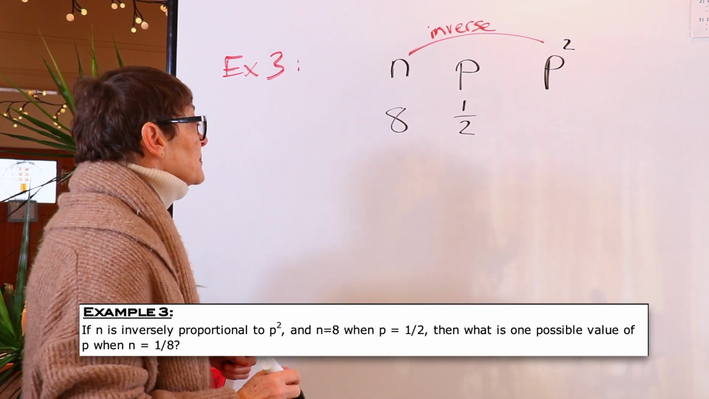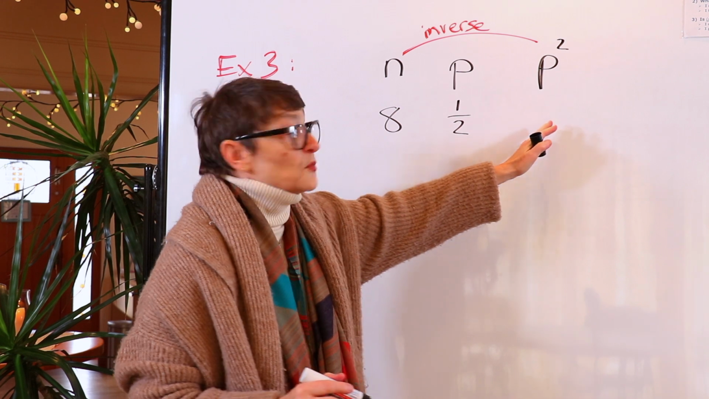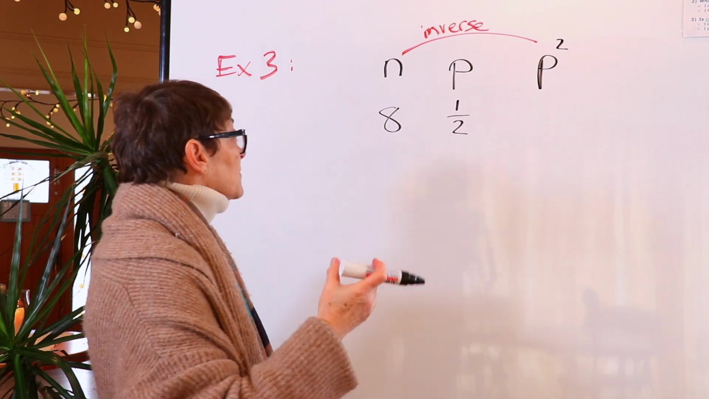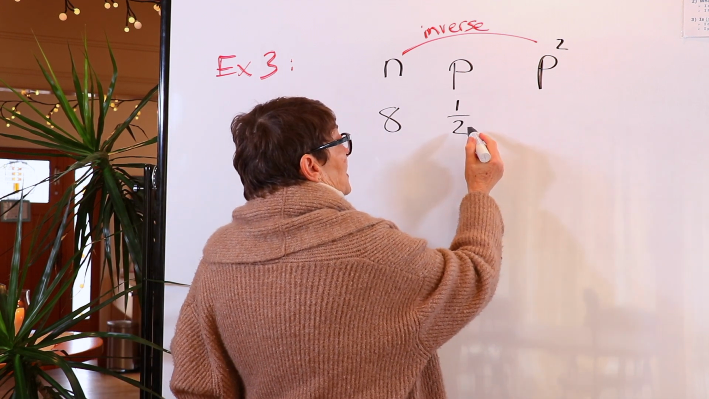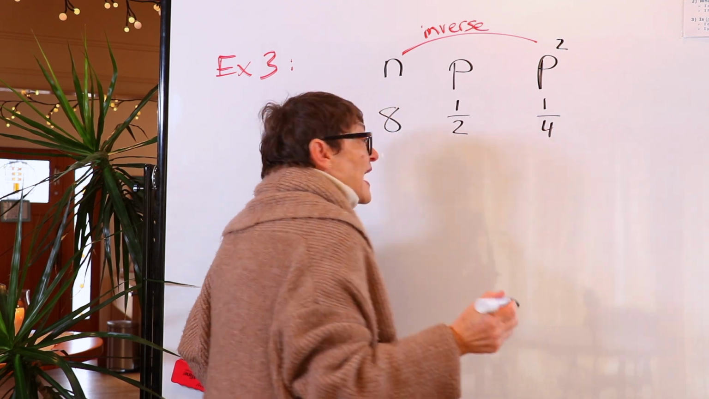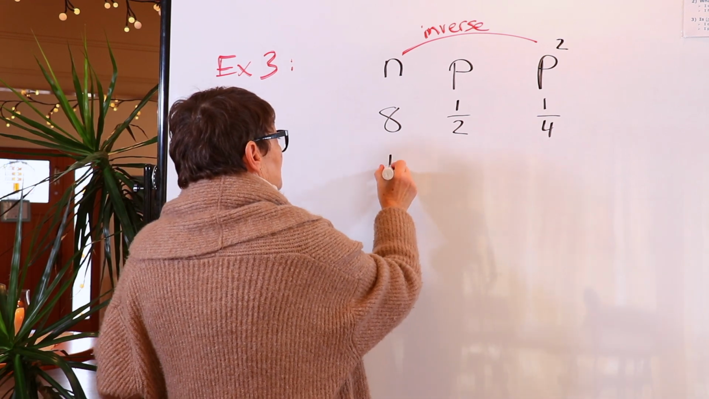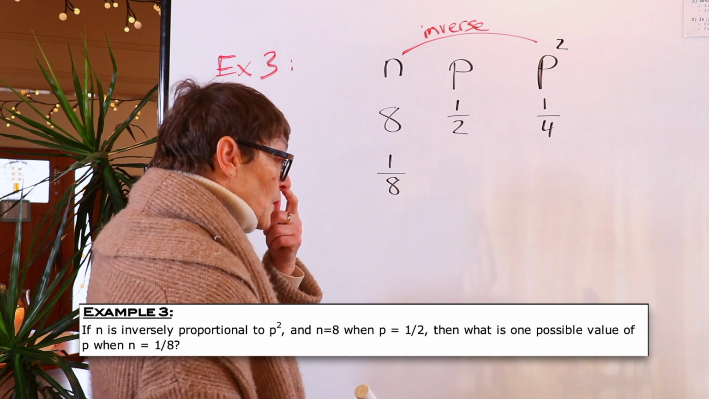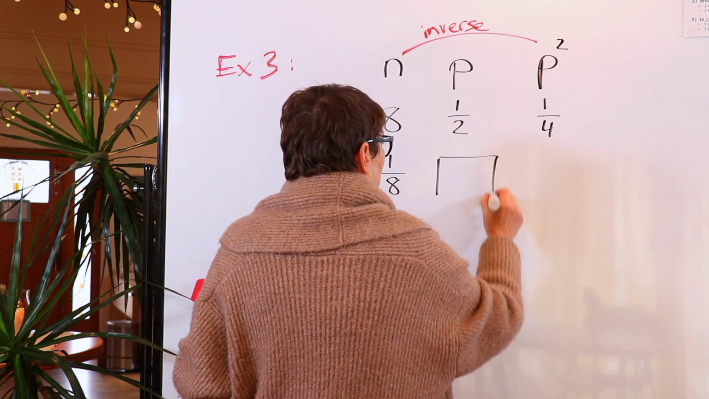So first step, we stay in this row here. Well, if p is 1/2, then what is p squared? We do need to figure out p squared same way we did on the other page with the proportional relationships. Well, what is 1/2 squared? It is 1/4. 1/2 of 1/2 is 1/4. When n is decreased to 1/8, we want to know the value of p. So that's what we're looking for.